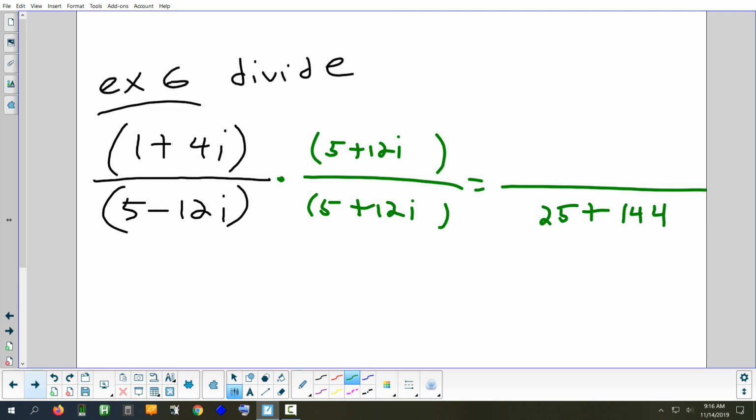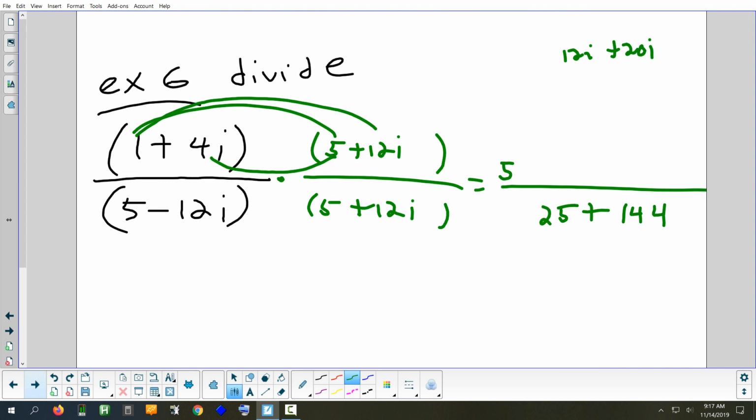Now, I usually do the bottom first because those are conjugates, so it's quick. What's 5 squared? 25. And 12 squared? 144. So once we add those up, the bottom's done. Okay, now, are the top numbers conjugates? No. Then we just got to FOIL it all out. So 1 times 5 is going to give me 5. And 1 times 12i? 12i. I'm just going to put that off to the side for a second. And 4i times 5 is 20i. That's a 12i and a 20i, which is how much? 32i.